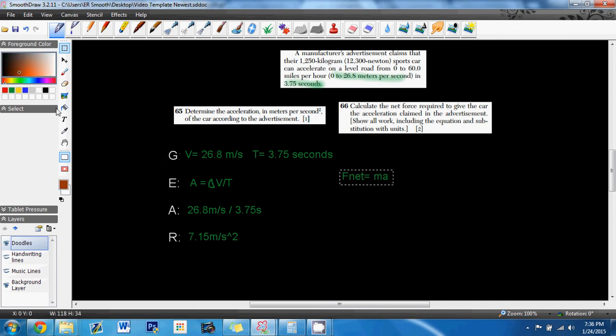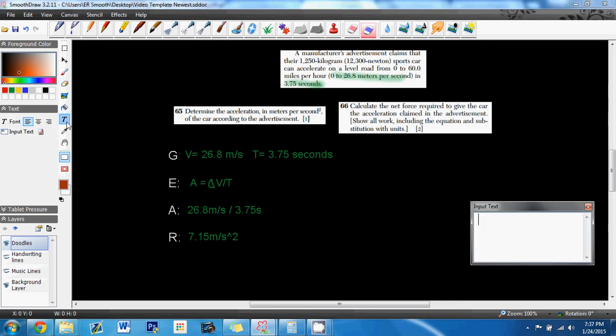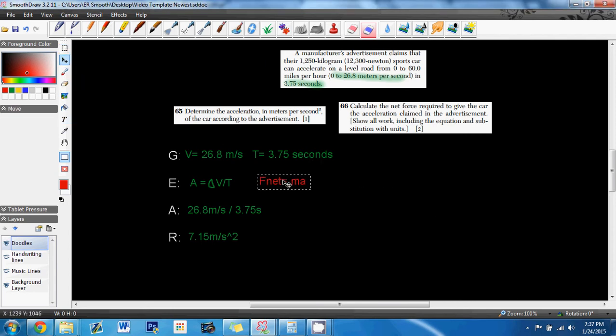Let's just rewrite it. F net equals mass times acceleration. So that's F net, that's the equation.